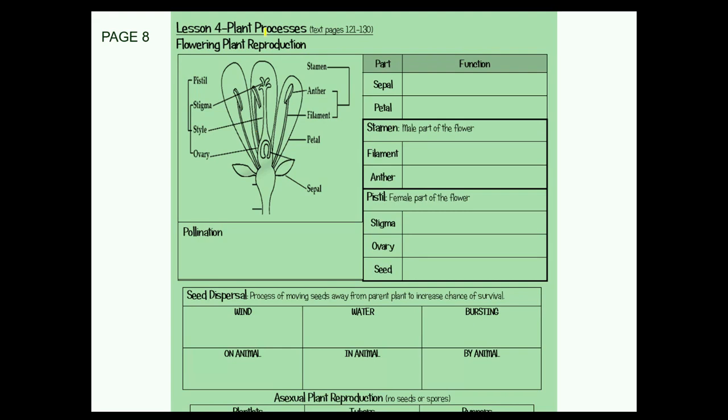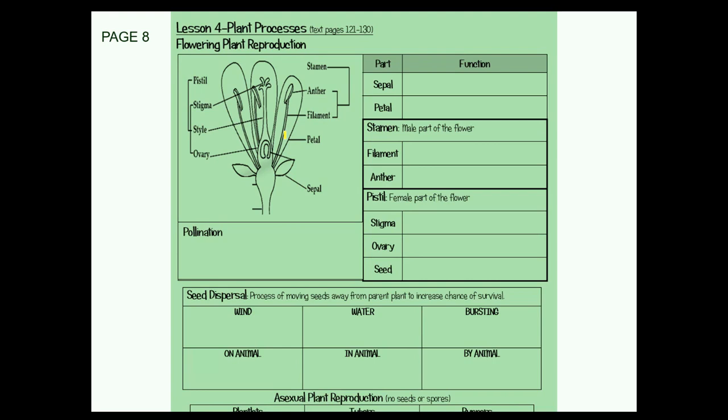All right, so this is getting into reproduction in flowering plants. Remember, flowering plants are called angiosperms. And the flower is the part of the plant that's responsible for reproduction. That's the only purpose of the flower.